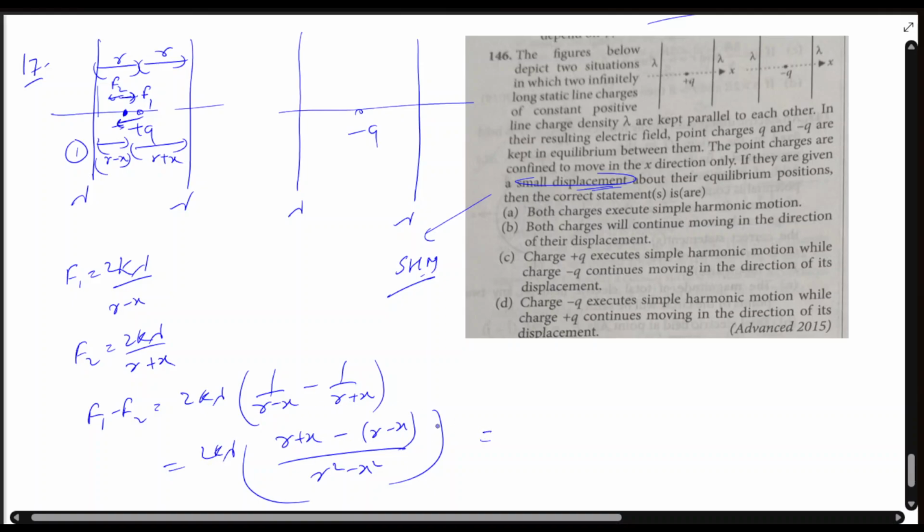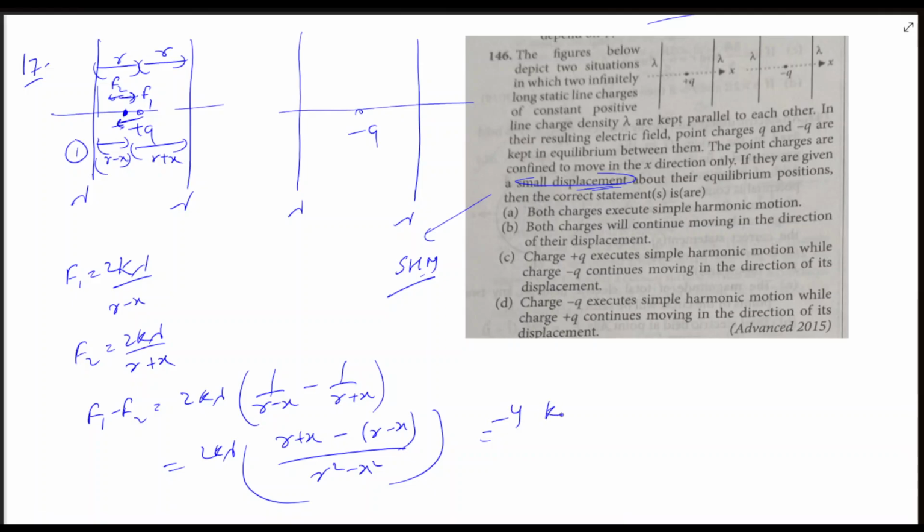So r will get cancelled. We will have minus 4k lambda x, plus divided by r square minus x. So we have displaced x in the left direction, and the force will come out to be plus x. And we know this x is very small, so we can consider it as r square only. So it will be 4k lambda x divided by r square, right? So we have displaced it in here. We got force in this direction.